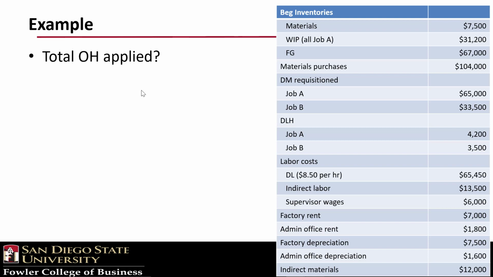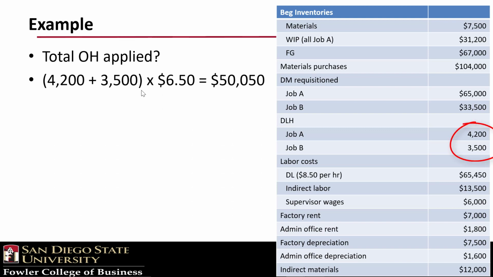Okay, so let's think now about the total overhead that we're going to apply. If we look at the two jobs, job A and job B, total the direct labor hours, and multiply that by the $6.50 predetermined overhead rate, we would have applied $50,050 worth of overhead.